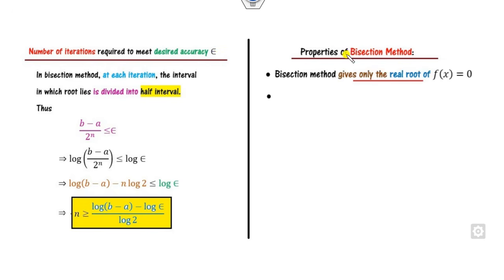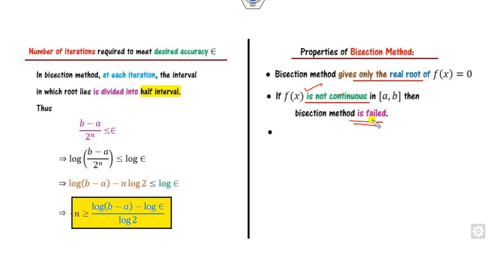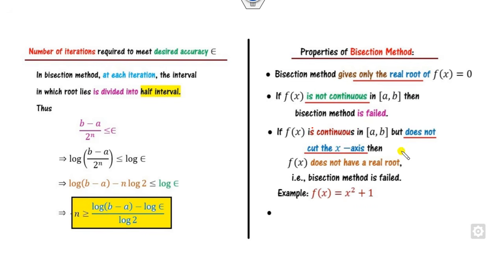What are the properties of the bisection method? It will give you only the real roots. If f is not continuous, then the bisection method will fail. If f is continuous but does not cut the x-axis, like in this example, if you draw the graph, you can see it does not cut the x-axis, so the bisection method will fail because you are unable to find a real root of this equation. We all know the roots of this equation are plus or minus iota.